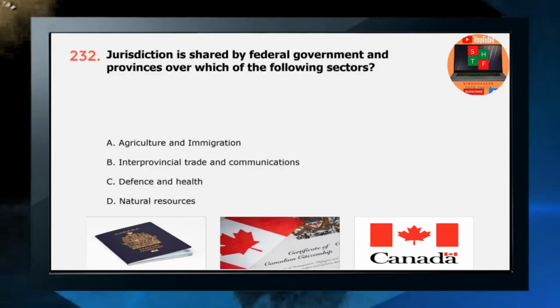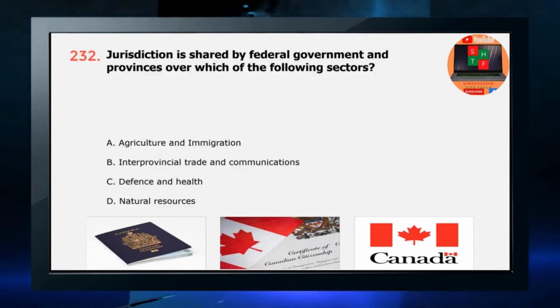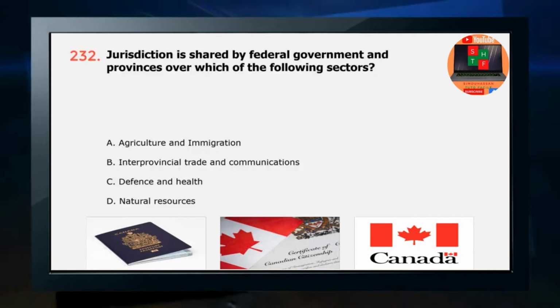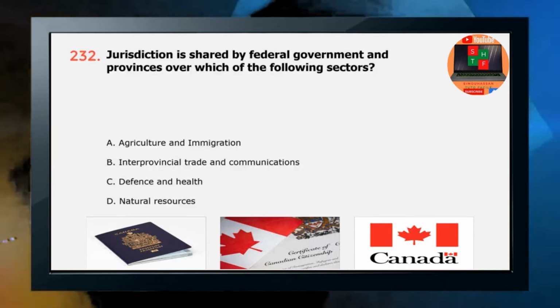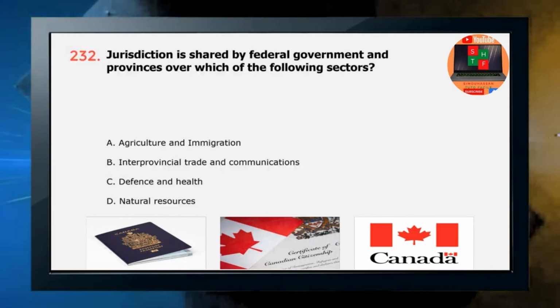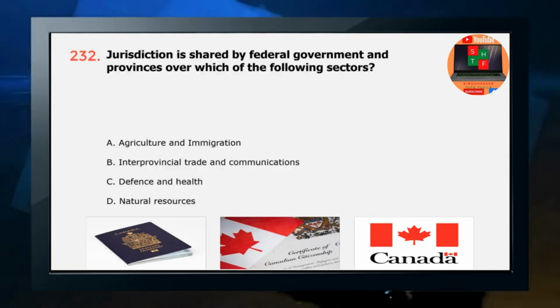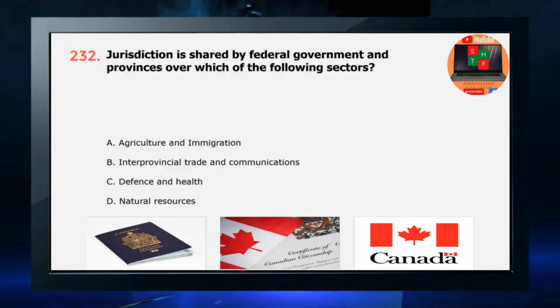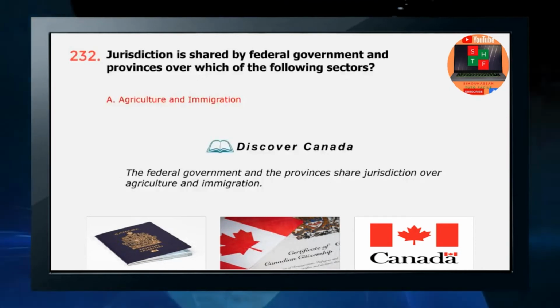Question 232. Jurisdiction is shared by the federal government and provinces over which of the following sectors? A. Agriculture and immigration. B. Interprovincial trade and communications. C. Defense and health. D. Natural resources. The answer is A. Agriculture and immigration.